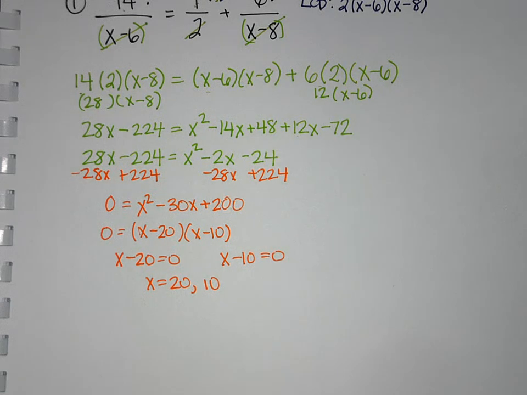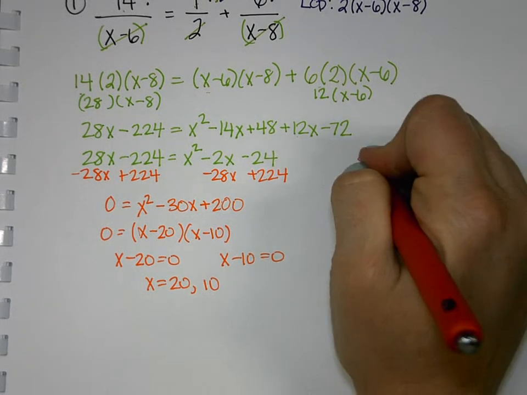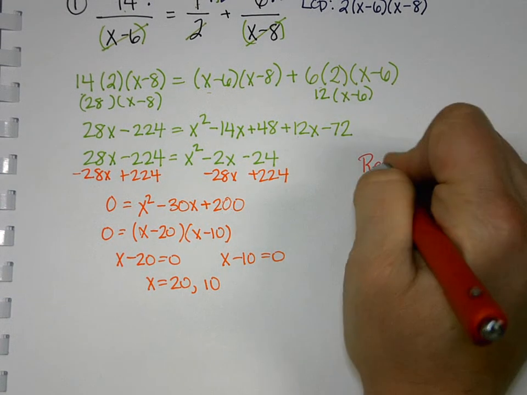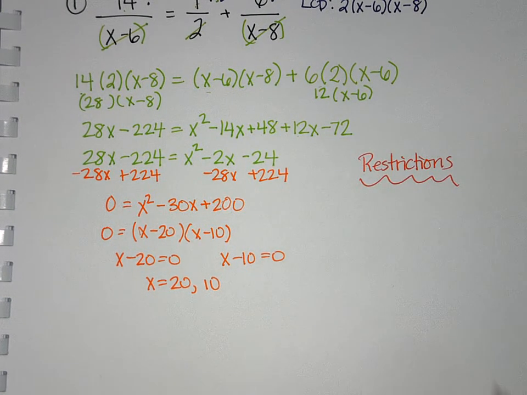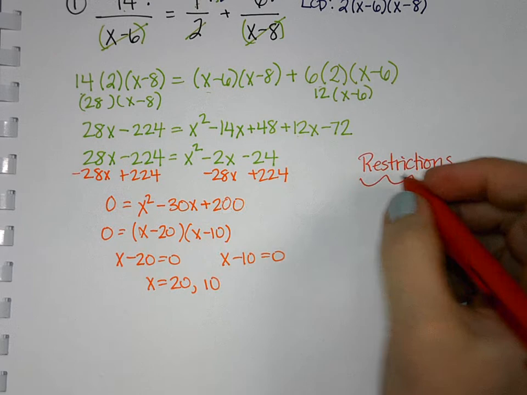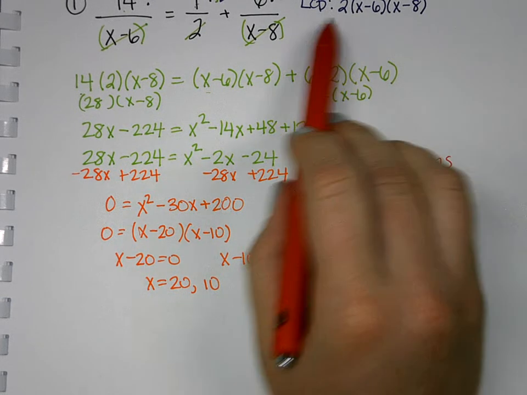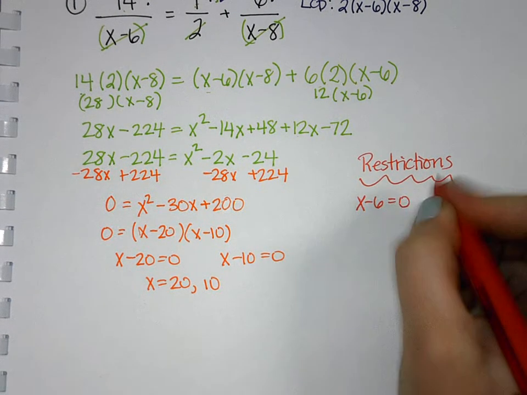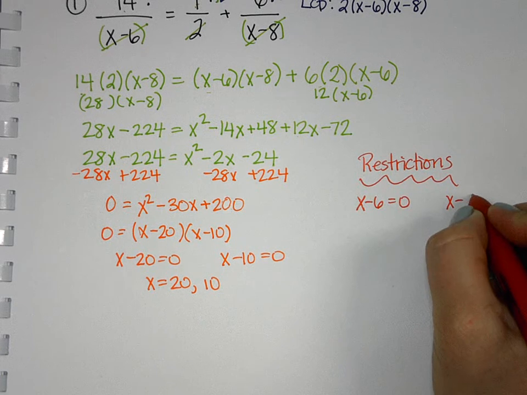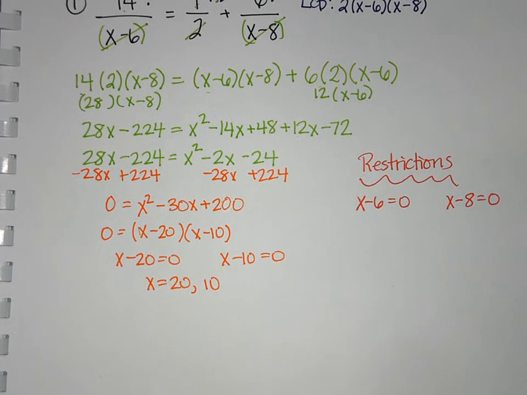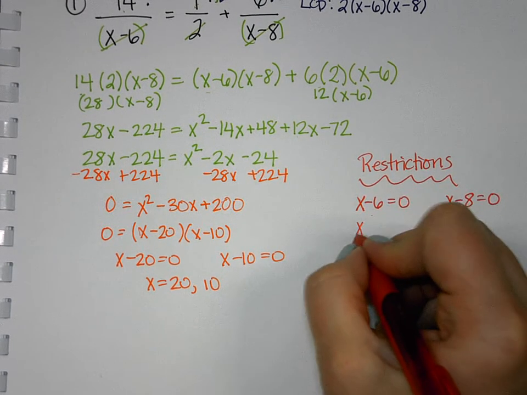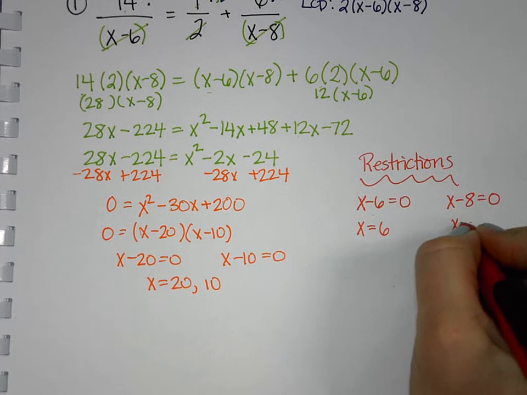So this is all in good, but we have to remember, because there's variables in our denominator, we have to think about restrictions. So we don't want to forget about those. So in our restrictions, we'll have to look at our LCD, or our original denominators, and we're going to set each one equal to 0. Now I don't have to set the 2 equal to 0 because there's no variable there. I just pick the expressions that have the variable. So when I solve, I get 6 and 8.